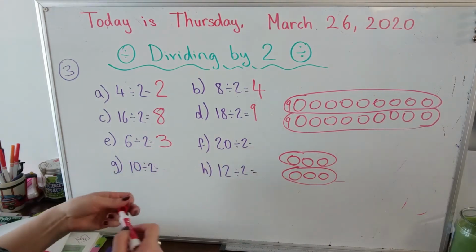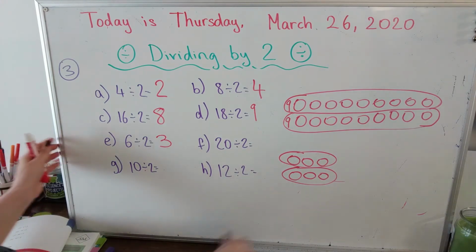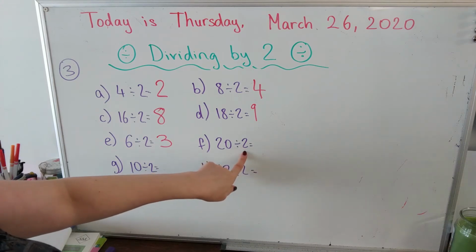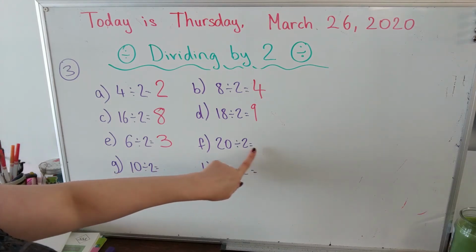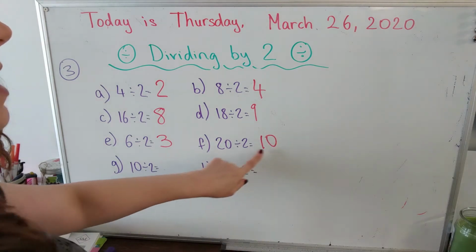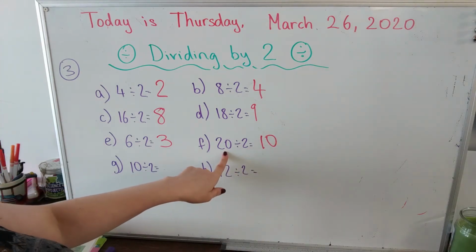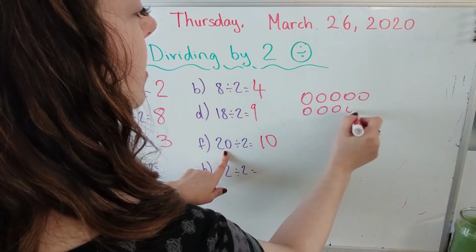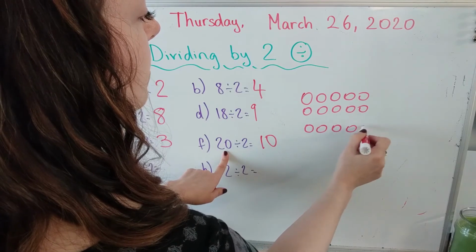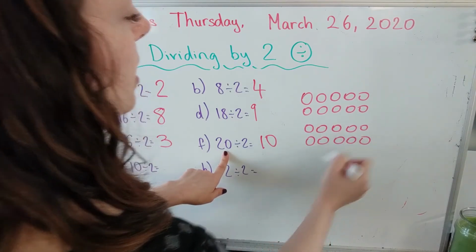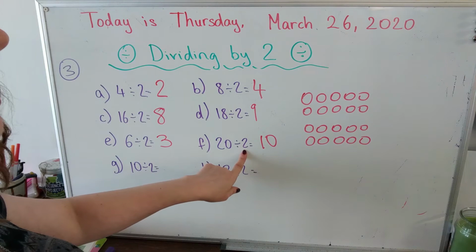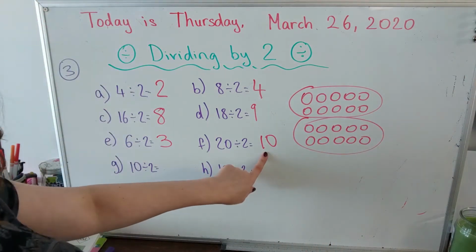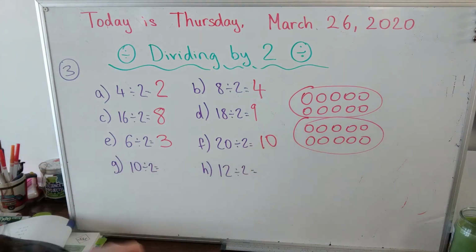Let's look at letter F. 20 divided by 2. 2 multiplied by what would give you 20? 2 times 10 would give you 20. 2 times 10 is 20. Let's divide and check our work. 1, 2, 3, 4, 5, 6, 7, 8, 9, 10, 11, 12, 13, 14, 15, 16, 17, 18, 19, 20. There's my 20 counters. I'm going to divide them into two groups. Group 1, Group 2. Inside each group, there are 10.